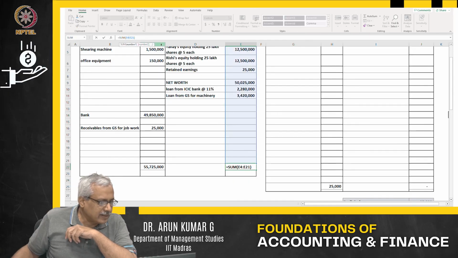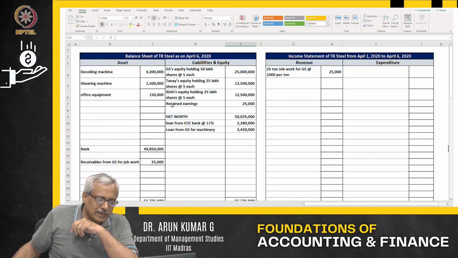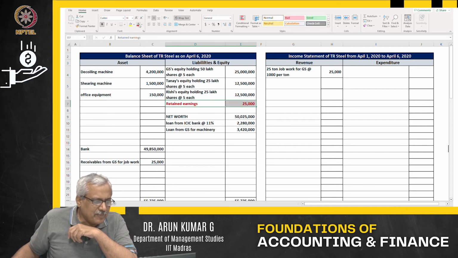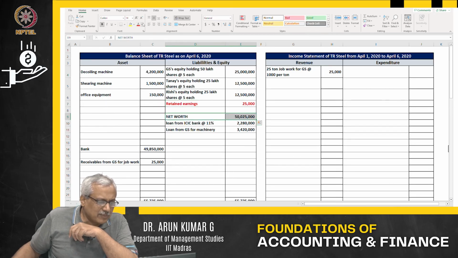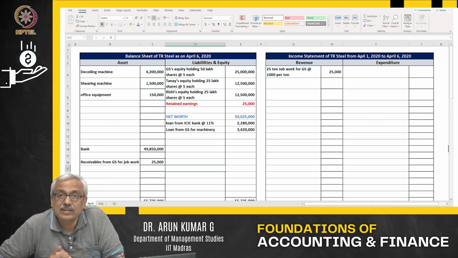I just have to make it 9. That is all, because I do not want to double count it. So, what is happening? This is what we call the retained earnings. Will the retained earnings keep changing? Yes, they can keep changing. Net worth is nothing but the total money belonging to the shareholders. I have made it a different color. Now, what is the capital? Capital is 5 crores 25,000.